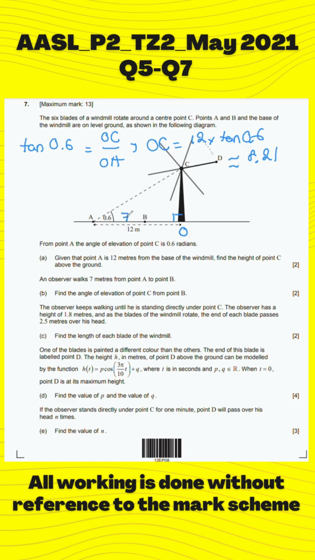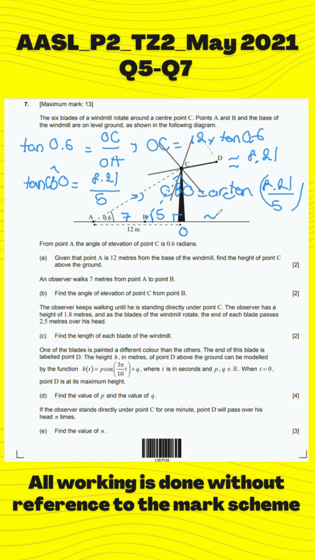Okay, an observer walks 7 meters from A to B. So this is 7, that means this is 5. Now find the angle of elevation from B. So we need to find this angle. It's still right triangle OBC, so we can apply tan of CBO. Opposite OC is 8.21 divided by adjacent, which is 5. So angle CBO will equal the arctan of 8.21 divided by 5. So it's nearly 1.02 radian.